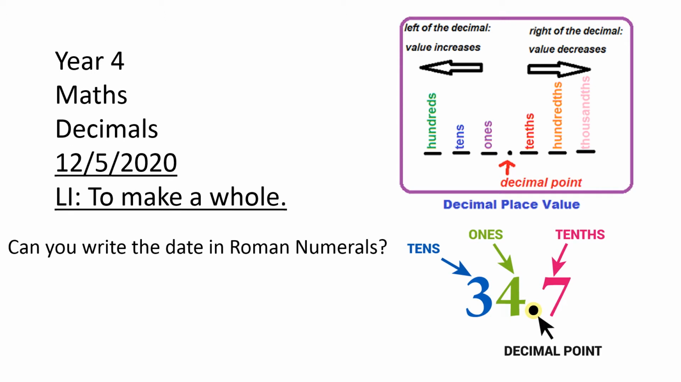Now I want you to get your pencils and your papers or your exercise books and write down the short date, 12th of the 5th, 2020, and the LI: to make a whole. And I also want you to write down the date in Roman numerals. So pause and do that now.